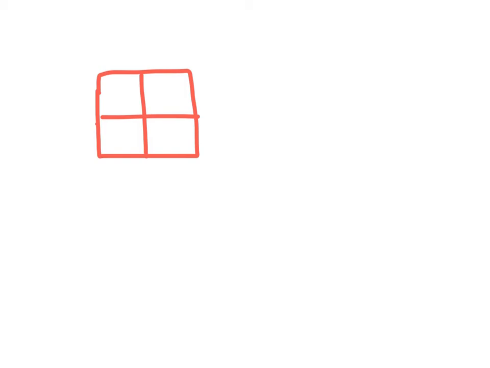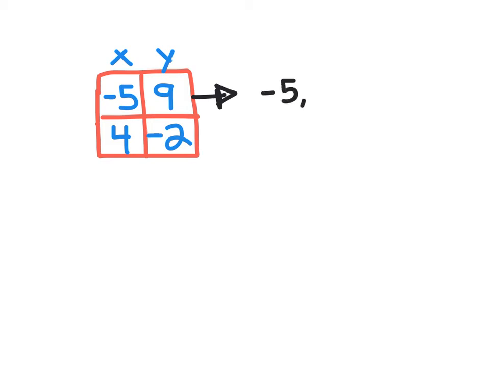Now go ahead and write a table and make sure you label x and y, and then we're going to put some points in here. Negative 5, 9, 4, and negative 2. And you're going to have to find slope from tables a lot. So basically, you have a point. You're looking at 2 points right here. So I'm going to write this point out. Just to write it out, it's negative 5, comma 9.